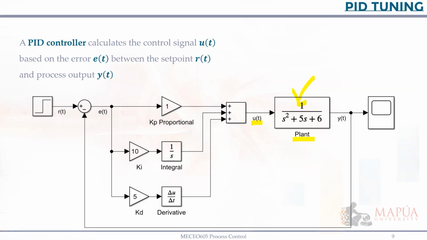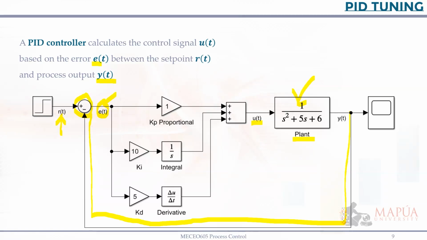It calculates the control signal based on the error between the set point, which is your reference signal, R as a function of t, and the output. We have a feedback from your output, so some of the signal is fed back to your input. We sum this up, and the difference will be your error.